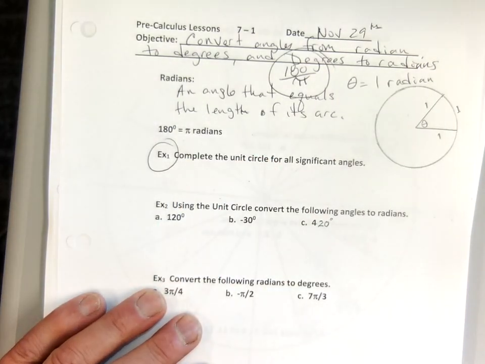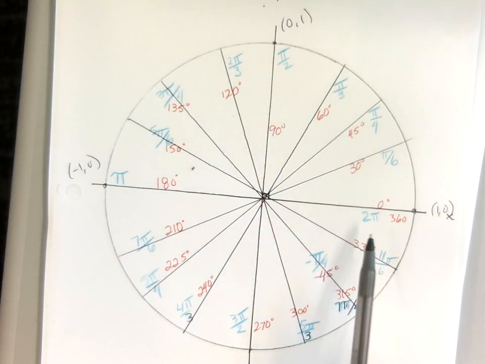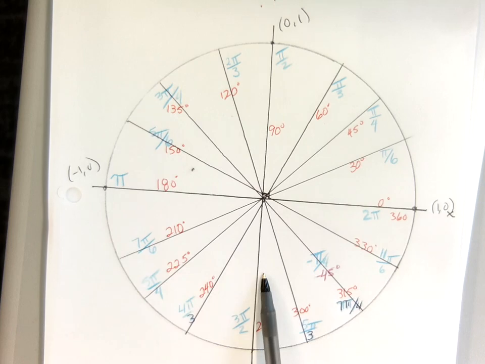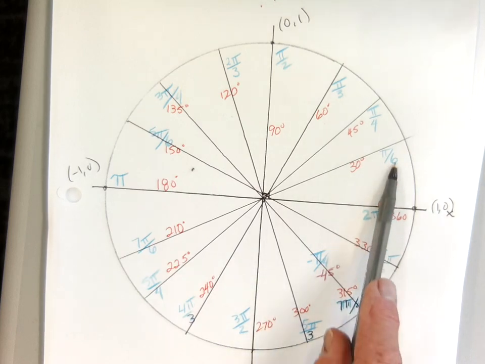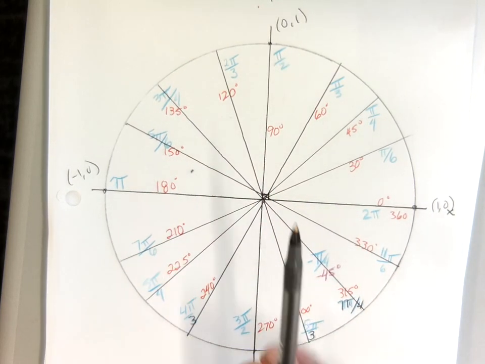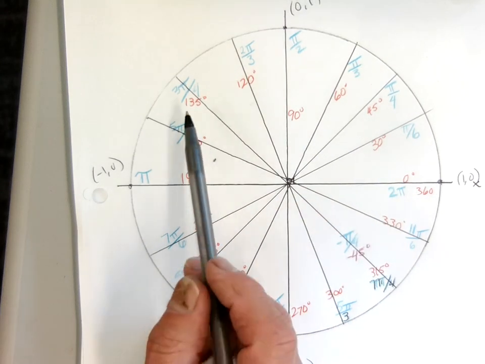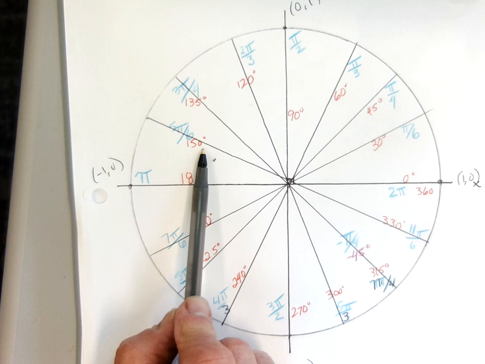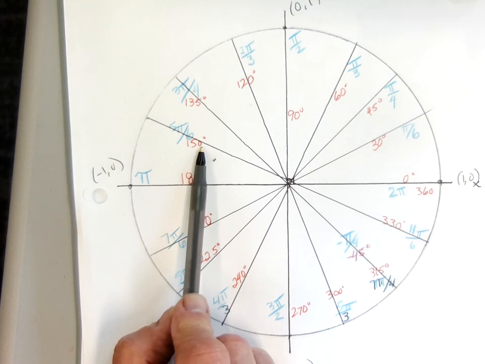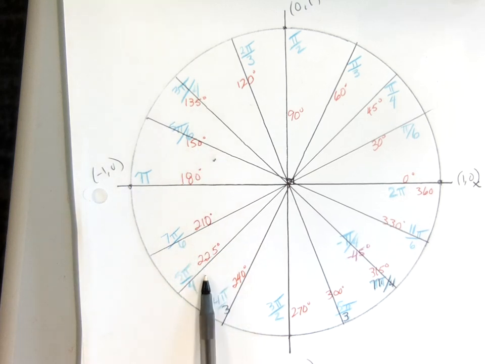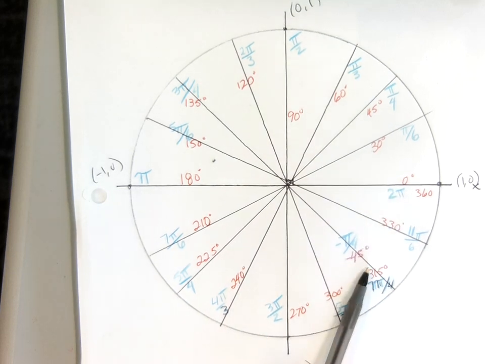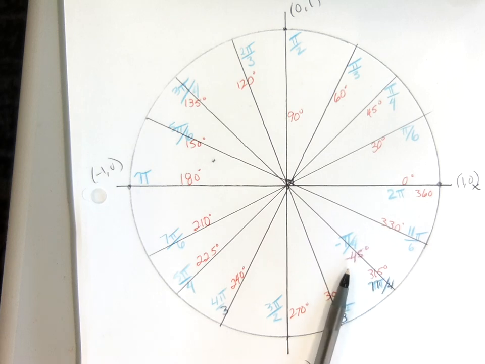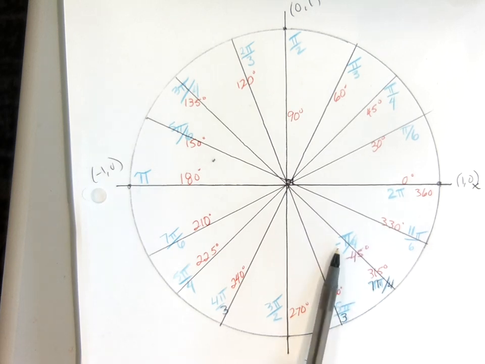Complete the unit circle for all significant angles. We've done that. So we've got all of our degrees, and we have all of our radian angles that go along with it. So we know that 5 pi 6 radians is also 150 degrees. One's in degrees, one's in radians. We know that 4 pi thirds radians is also a 240 degree angle. We can rotate backwards and say negative 45 degrees is also negative pi fourths radians.